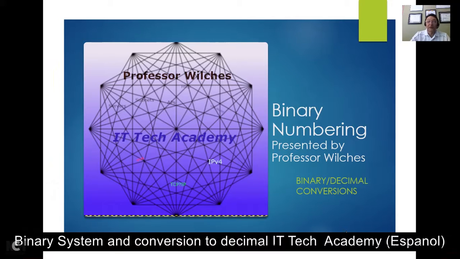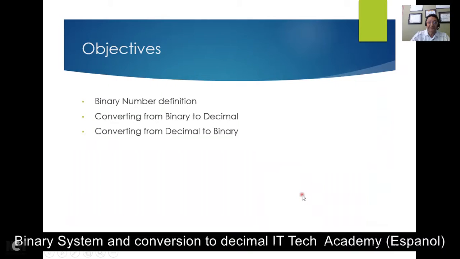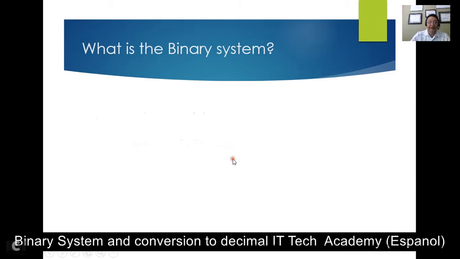This is Professor Wilches, and today I'm going to be talking about binary numbering. We're going to try to explain how to convert binary to decimal and decimal to binary. The objectives for today: the binary number definition, converting from binary to decimal, converting from decimal to binary.